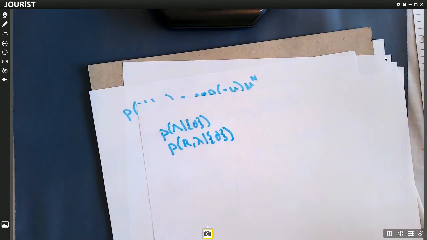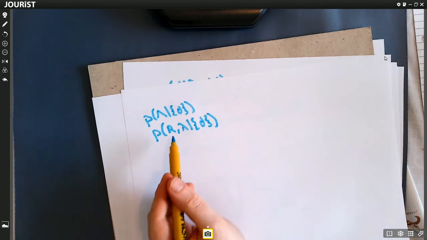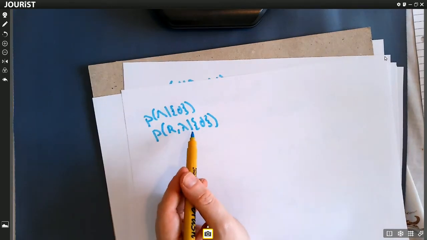Okay, so was there another question? Okay, so we want to infer both the rate and the shape of our distribution. How are we going to do this?